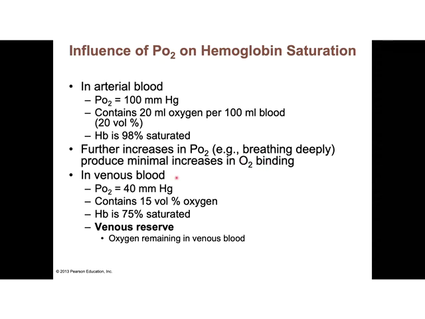But in venous blood, the oxygen is about 40 millimeters of mercury, has 15% volume saturated of oxygen, but the hemoglobin is 75% saturated. So the venous reserve is the oxygen that remains in venous blood even after we've dumped off what we need to the tissues. This is enough to give us 5 minutes without tissue damage if our heart stops. This is our oxygen reserve. Beyond 5 minutes, we use that up, and we have coma and then death.